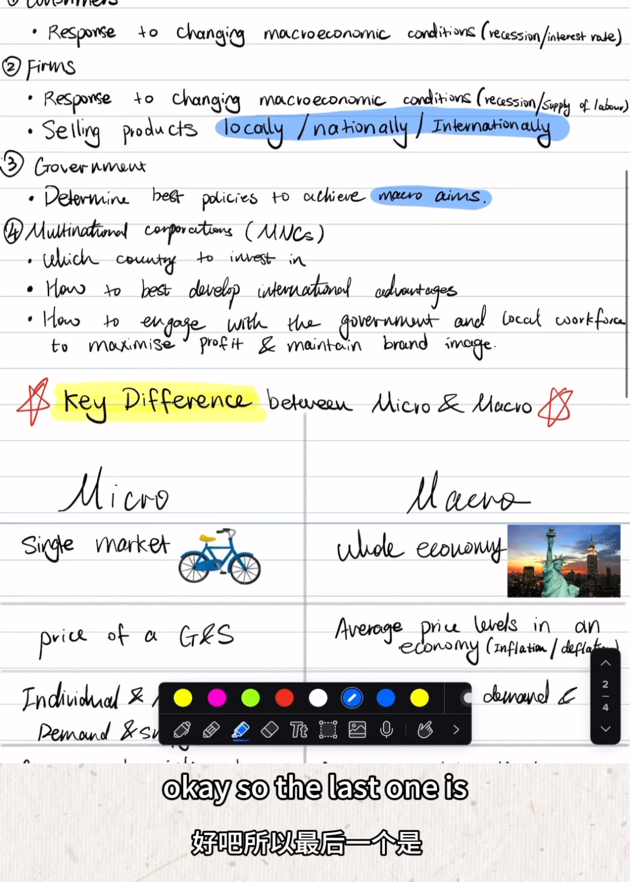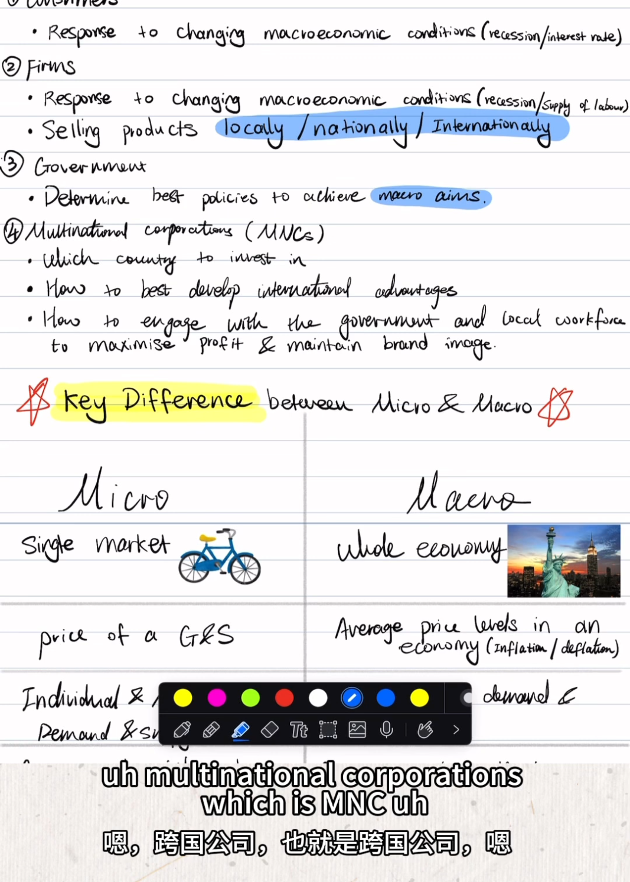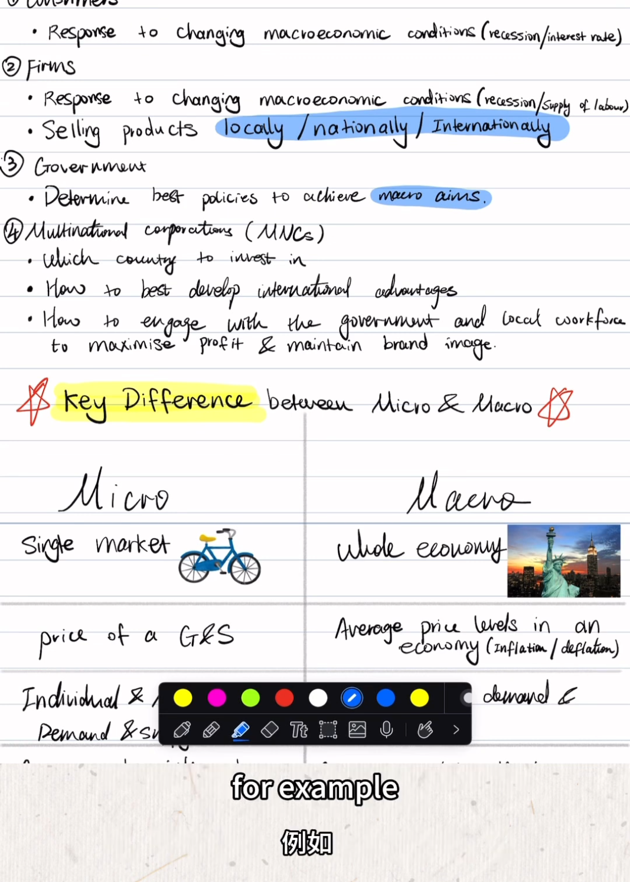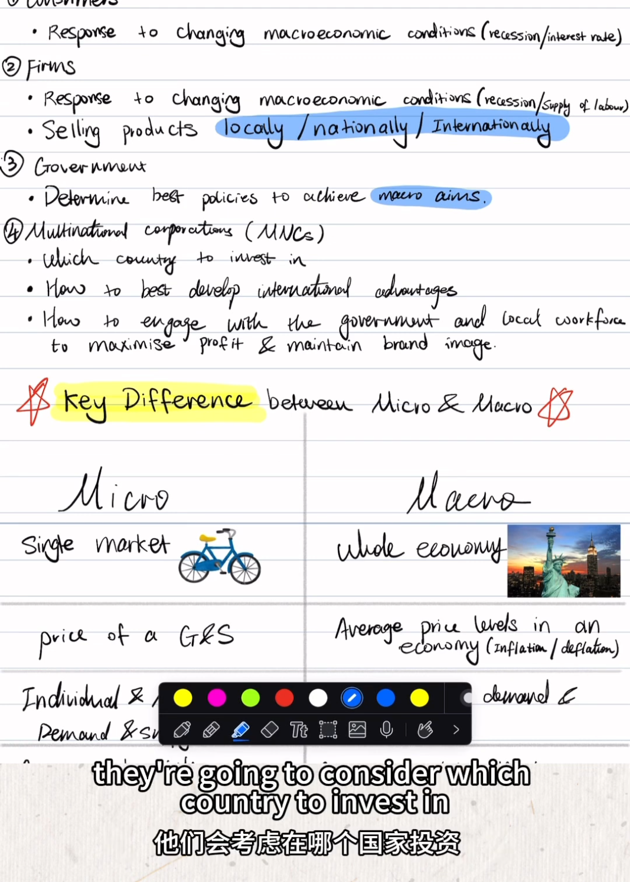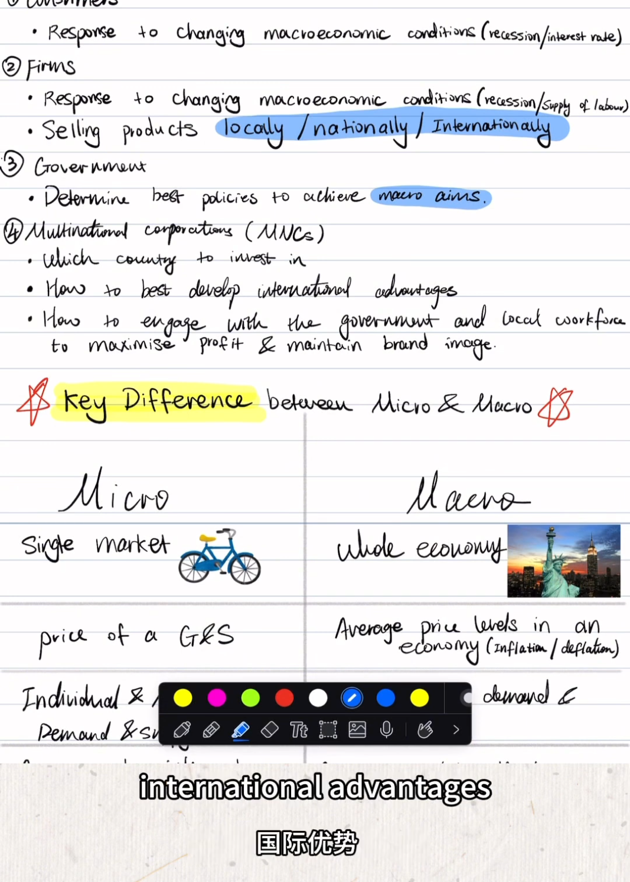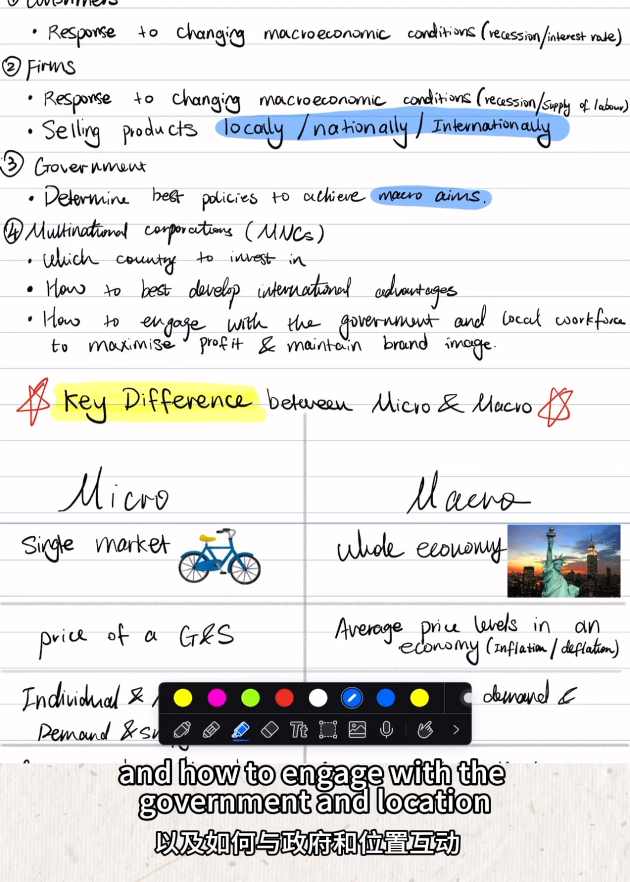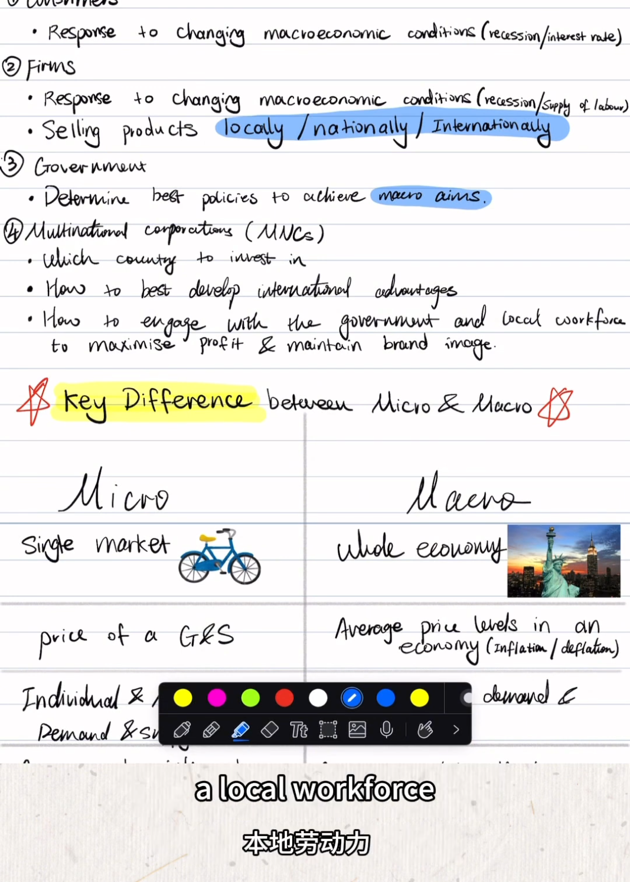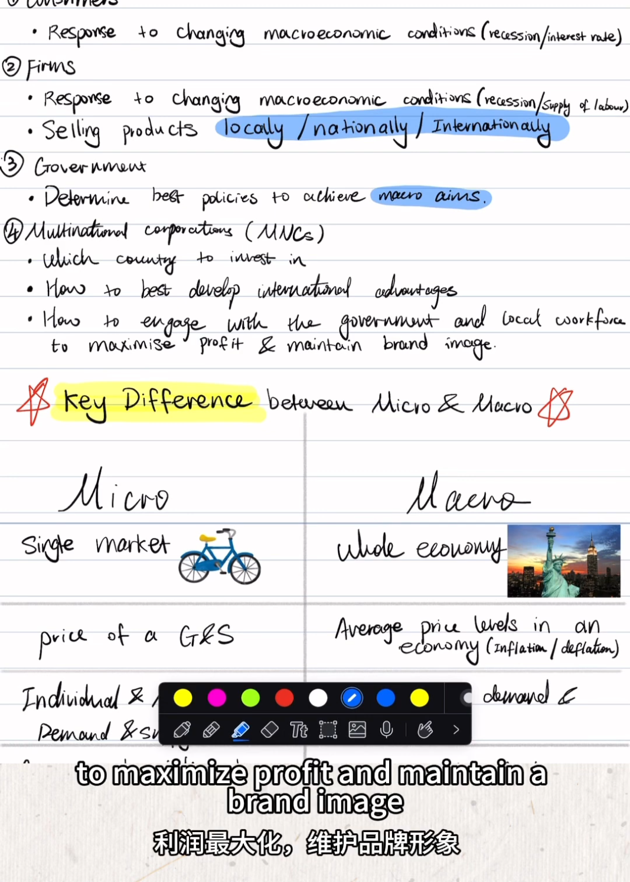Okay, so the last one is multinational corporations, which is MNC. For example, they're going to consider which country to invest in or how to best develop international advantages and how to engage with the government and a local workforce to maximize profit and maintain a brand image.